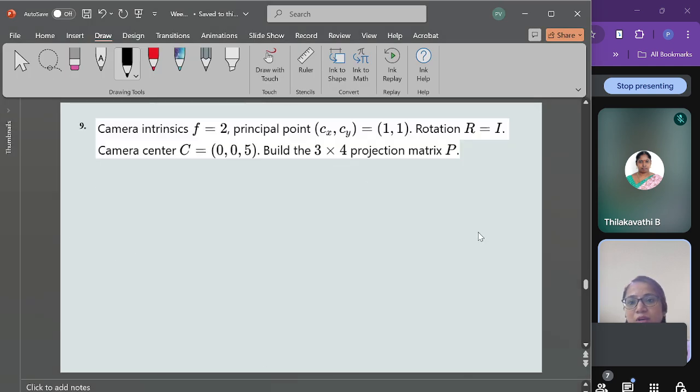Okay. So now the next question: camera intrinsics, f is the focal length, that is called the focal length. Also f is equal to 2 is given. Principal point cx and cy is given as 1, 1. Rotation R is equal to the identity matrix, represented by I. Now camera center C is equal to 0 0 5, it is also given. Now they are asking to build the 3x4 projection matrix P. So already we have solved one question like this. Now can you tell me how to solve this question, to build the projection matrix P from the given point?